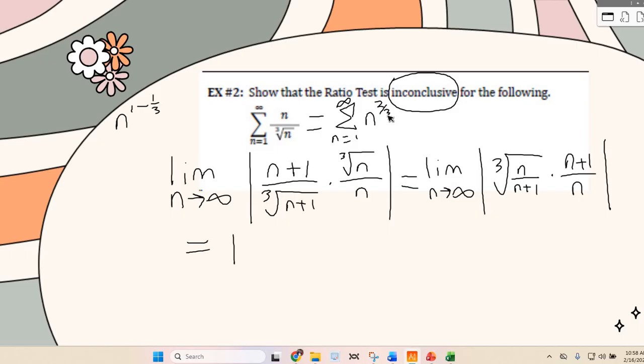Can I do this? Wait. I can't do geometric, so remember geometric is where our base is a number and our exponent is the variable, right? But is it a p-series though? Because it's not a fraction, right? Is that?